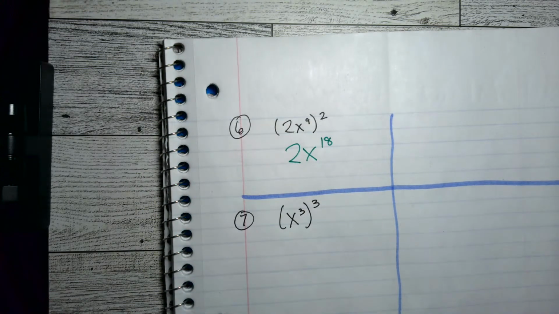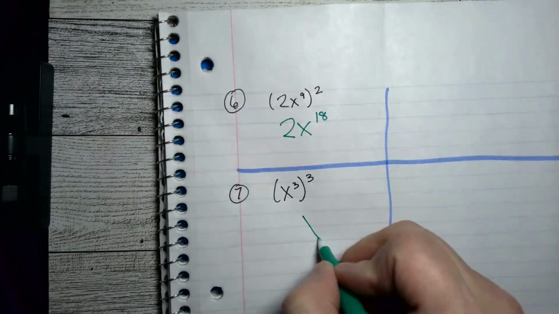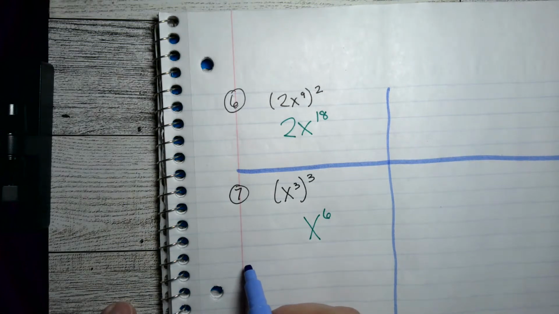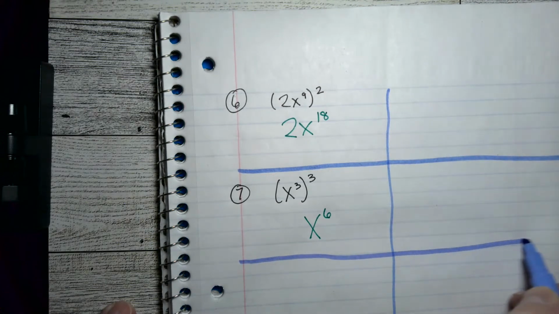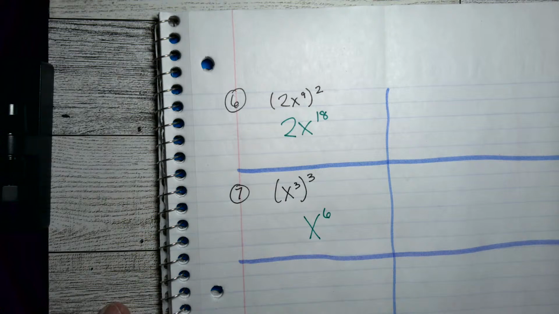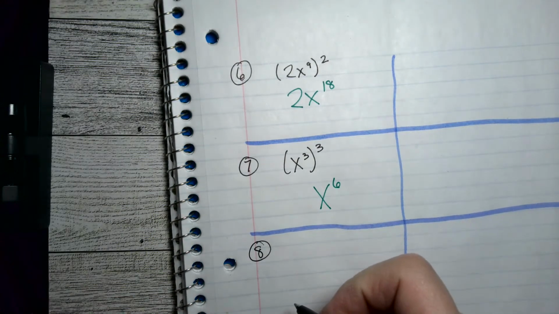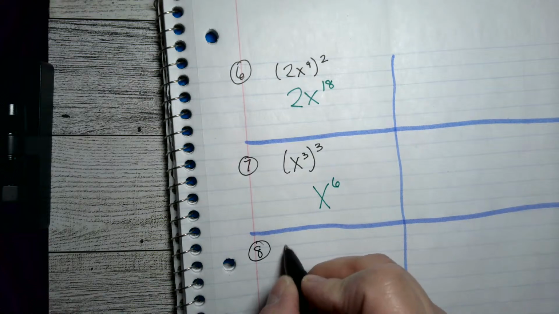And Creepy Baby's answer here was x to the 6th. Is that right? Is that wrong? If it's wrong, redo it. Make sure you understand what the mistake was. And the last one was 8. This is the last one we did for this lesson.